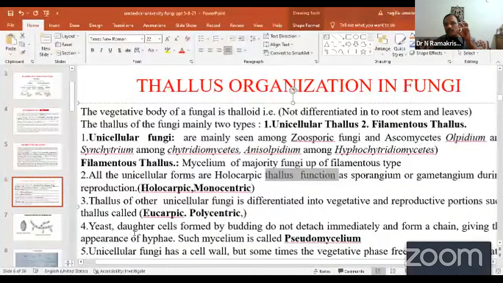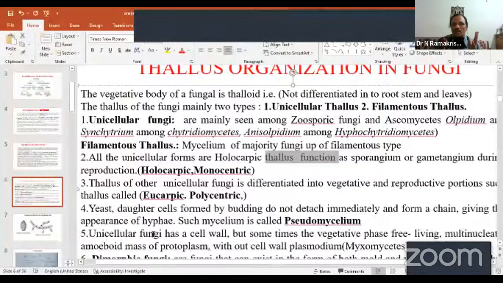For example, here is one of the fungi. Above the fungus you are looking at small structures. We call that pseudomycelium. Pseudomycelium means it is not a true mycelium. After some time it is divided, and when it is divided it becomes a true mycelium. Before that, we say it is a pseudomycelium.